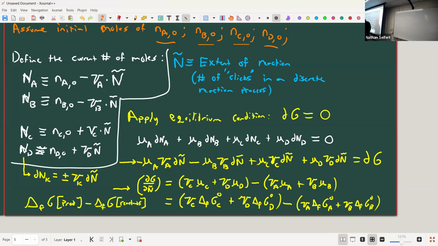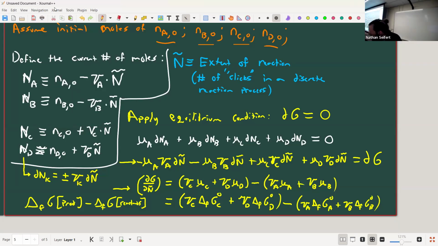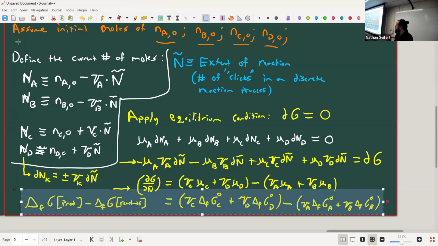I have a relationship between a derivative and Gibbs energies and stoichiometric coefficients. So here's an interesting thing. Let me go ahead and write this down. I'm going to copy this over and go to the next page. I know this is a long, drawn out derivation, but we're going to come to a value that you all know and appreciate.